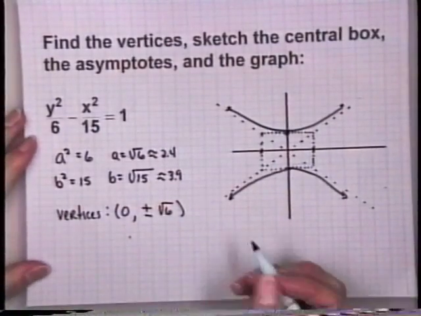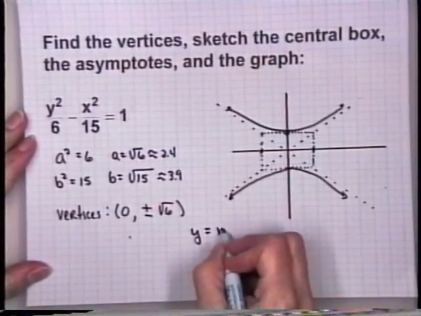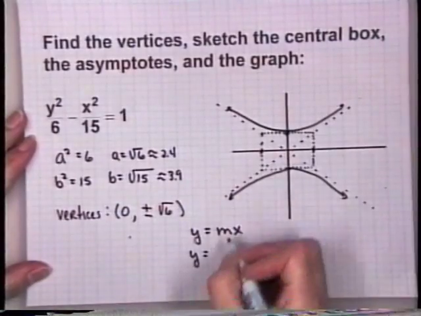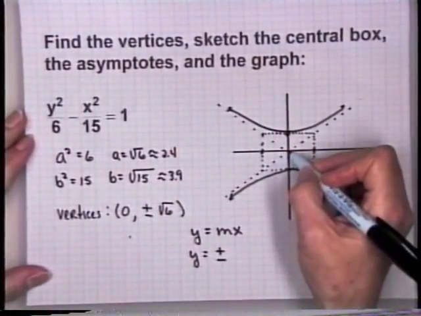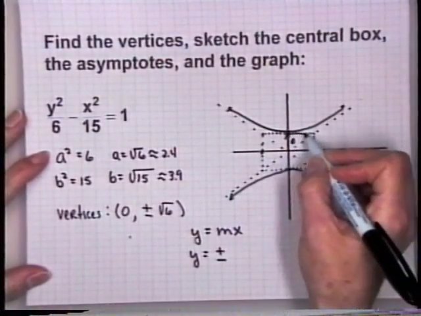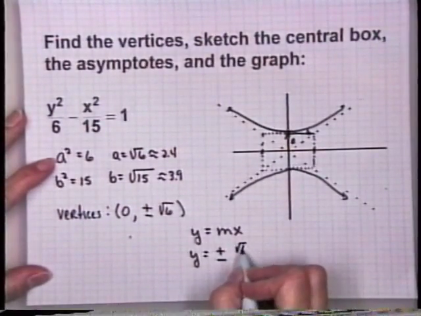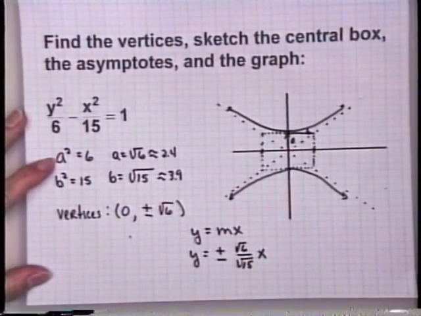Now, if I wanted to write the equation of my asymptotes this time, notice again we go through the origin, so I just need y equals mx. And since my slope is basically the same, except one is positive and one is negative, I'm just going to do it this way. Notice from here I go up this distance, which is my a value, and then I go this distance, which is my b value. Well, my a was the square root of 6. My b was the square root of 15. And so my equation would start out looking like this, plus or minus the square root of 6 over the square root of 15 times x.